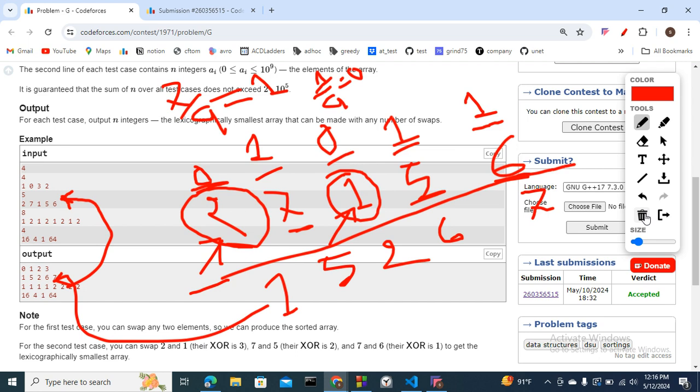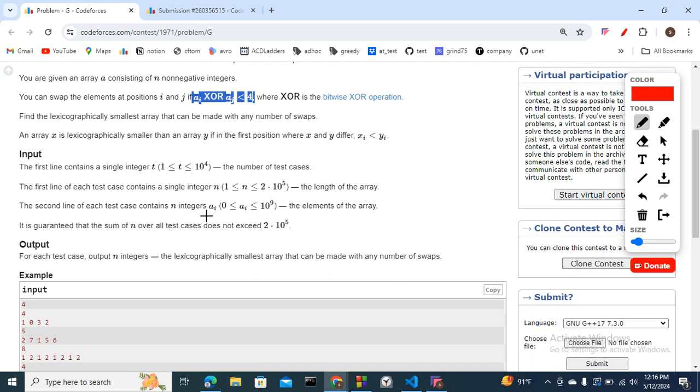But here is a problem: the value of A[i], that means the element, can be very large. It can be in the range of 10 to the power 9. So if I want to group them and store them in a 2D array or 2D vector, I cannot do it. So I need to consider another data structure that can store it. This data structure is a map. I have to use the map.